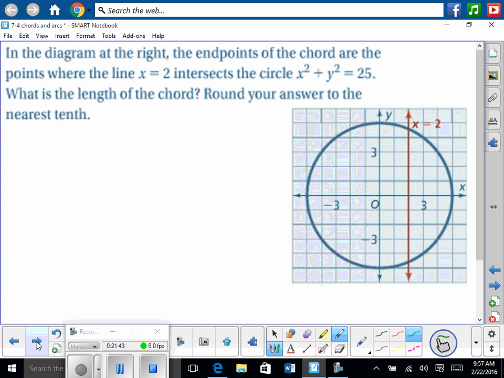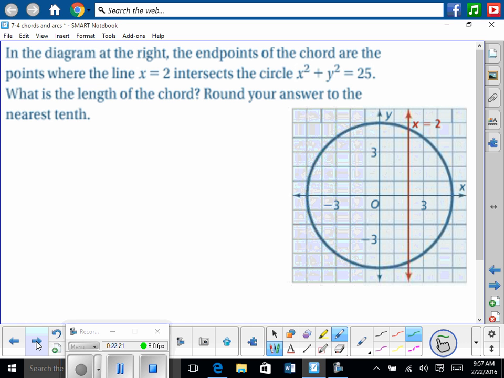Okay, last one. Word it a little differently, but let's use our brains for a minute, okay? You have to be able to see things in different contexts. So it says, in the diagram at the right, the endpoints of the chord are the points where the line x equals 2 intersects the circle x squared plus y squared is equal to 25. So let's decipher what this is saying. Does everybody see the chord? Yeah. Okay, so we have an XY chart here. We have a chord drawn. Now, chord means it touches the circle in 2 spots as long as it's not going through the center. There's our chord. It's at the equation x is equal to 2.